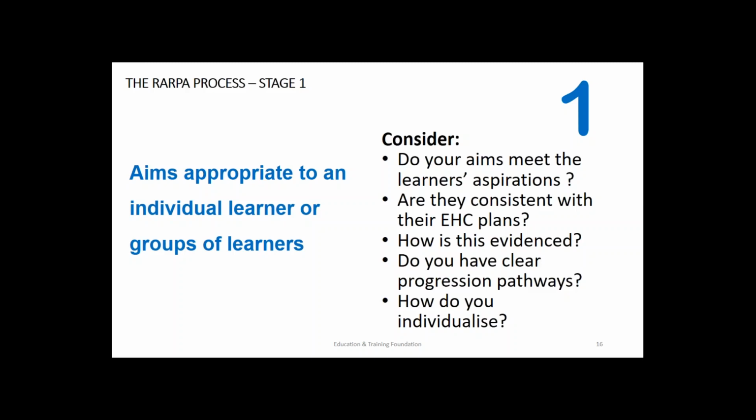Do the aims meet the learner's aspirations? Are they consistent with what is on the education healthcare plans? Do you have clear progression pathways? And how do you individualise for that learner within your study programs? How do you enable the slight differences that your individuals need to learn to progress? How do you formalise that within the programs?